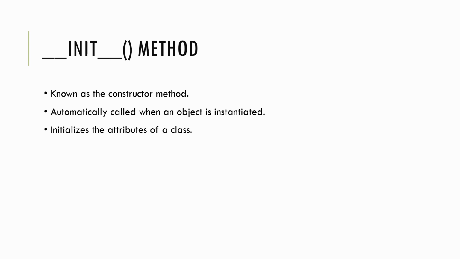Next, let's discuss the __init__ method, which is the constructor in Python. This method is automatically called when a new object is created from the class. It initializes the object's attributes with values provided during creation. In the car class, for example, the __init__ method takes two parameters, brand and model, and assigns them to the object's attributes.